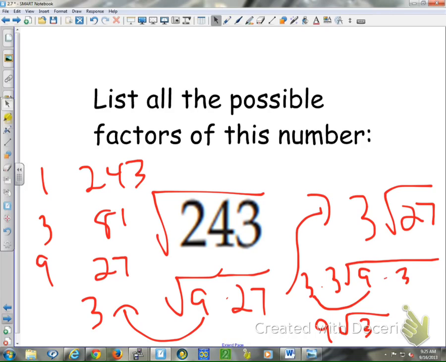Now, this does not reduce. There are no perfect squares that go into 3. So the answer to this would be 9 times the square root of 3. And you have reduced this to this.